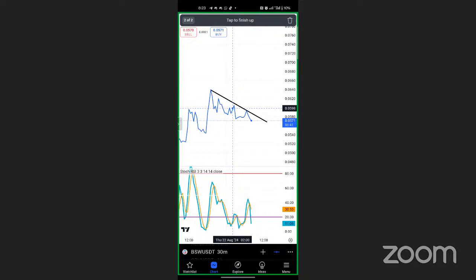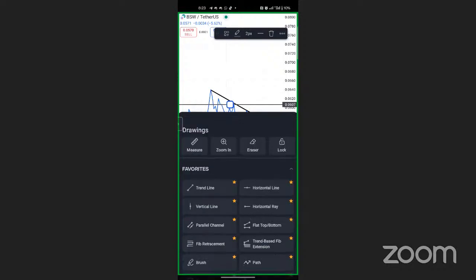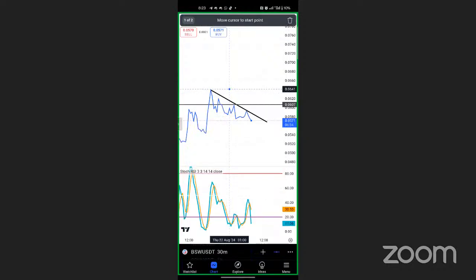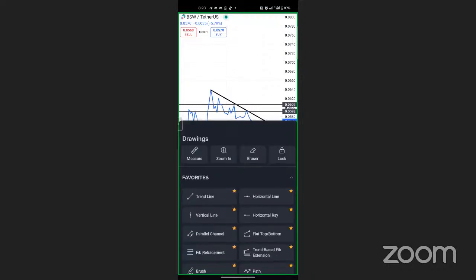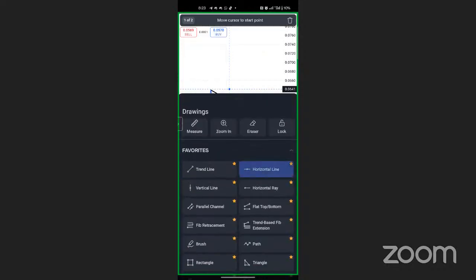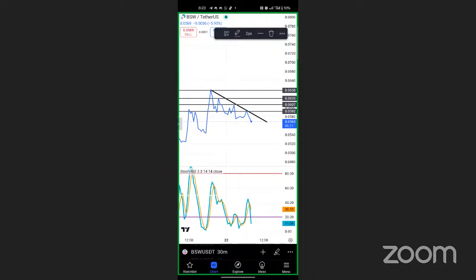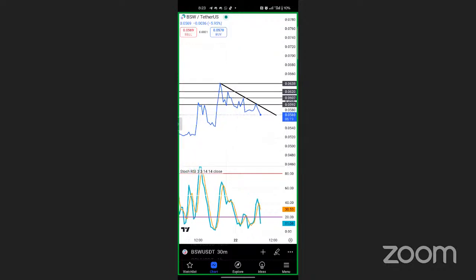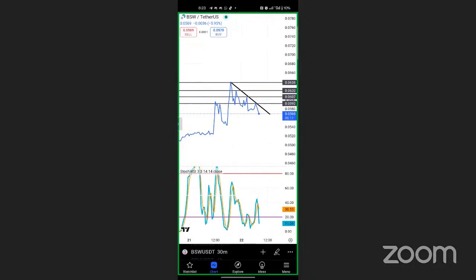So at these points where it forms a V, I draw the line. Whenever it forms a V, I draw the line. Am I making sense to someone? What am I looking for? I'm looking for entry and exit points.